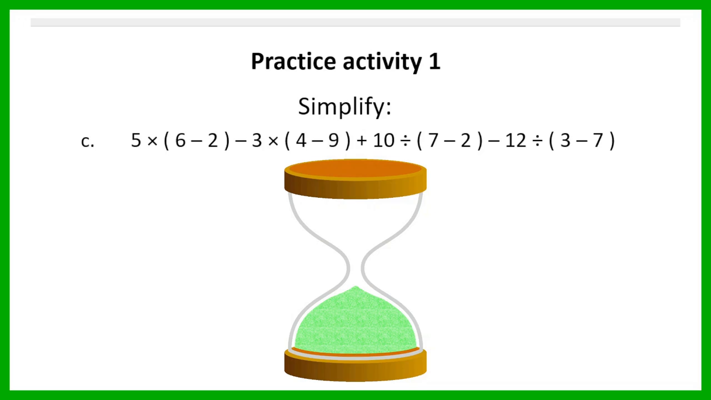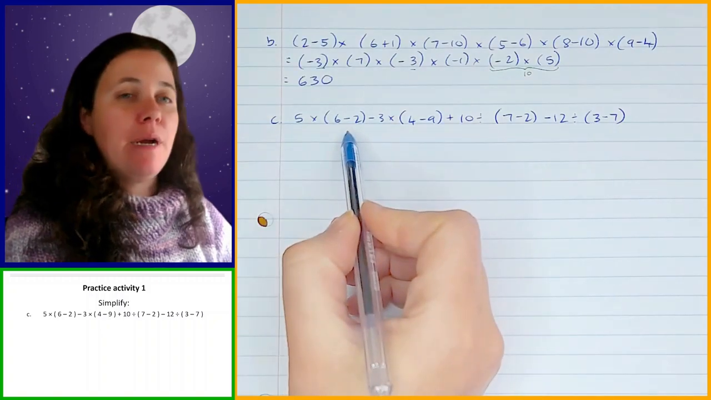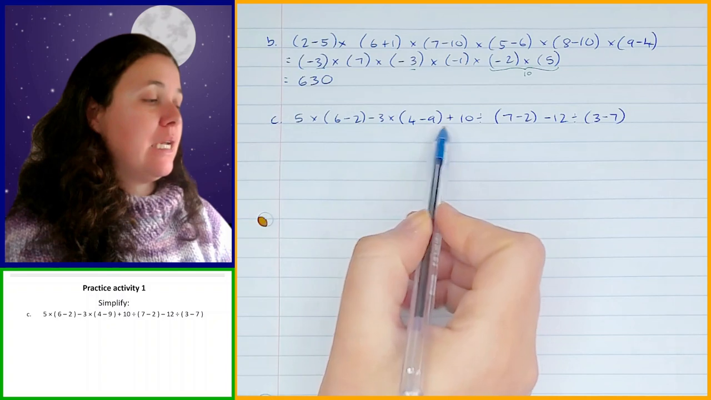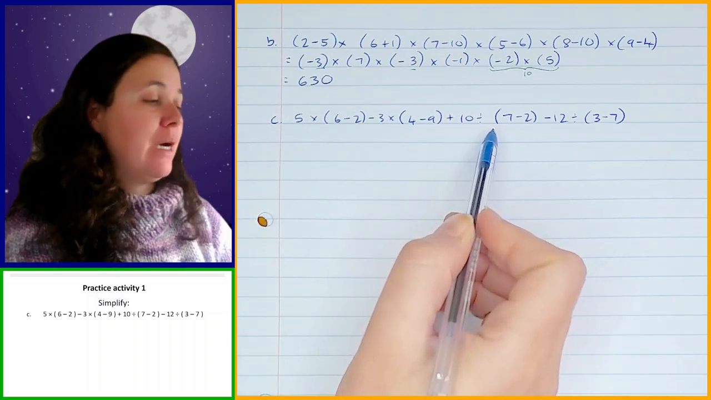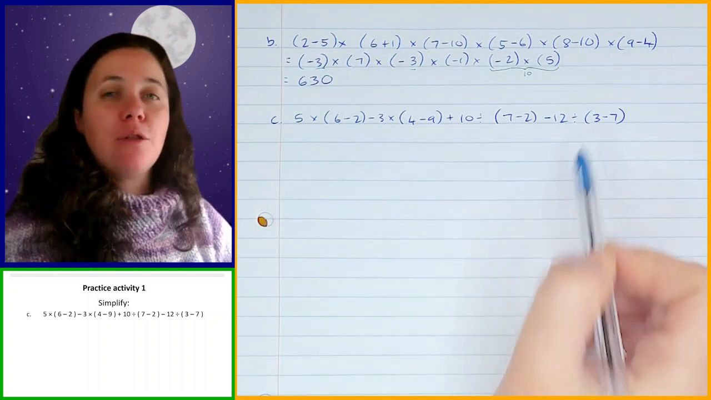Okay, you should be done with question C, so let's go through that example. For question C, we had 5 times in brackets, 6 minus 2, minus 3 times in brackets, 4 minus 9, plus 10 divided by in brackets, 7 minus 2, minus 12 divided by in brackets, 3 minus 7.